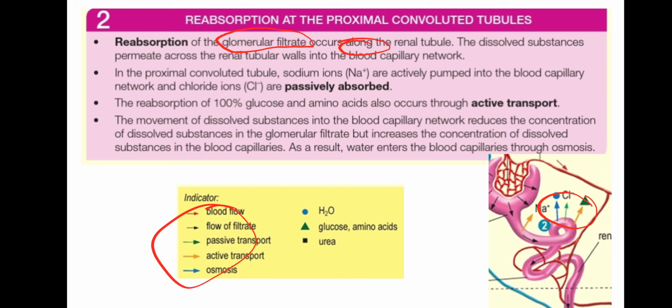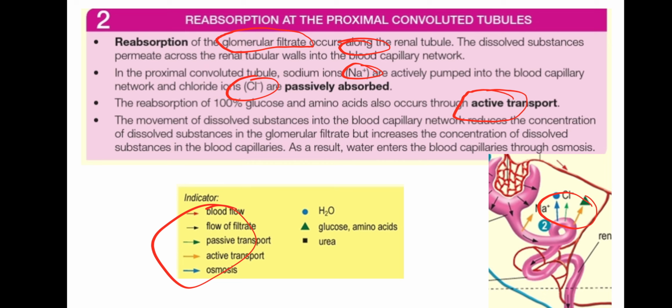What we have is passive absorption, point number 2: sodium and chloride will passively absorb. Passively means it does not need energy, because the first part here has high concentration, since everything is filtered. Ultrafiltration filters everything into the Bowman capsule cavity. So 100% of glucose and amino acids will be reabsorbed, and because it is 100%, it must use active transport.